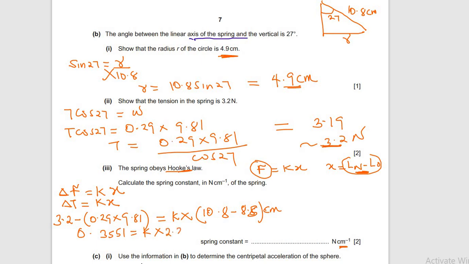That gives us 2.3. So make K the subject of the formula. 0.3551 divided by 2.3. That gives us 0.15. So the spring constant is 0.15 Newton per centimeter. I hope it's clear. Now the next one.